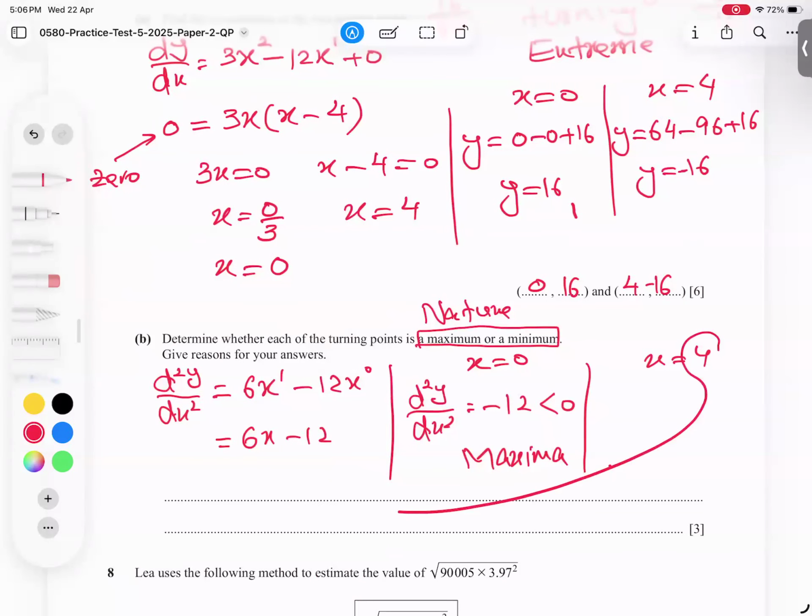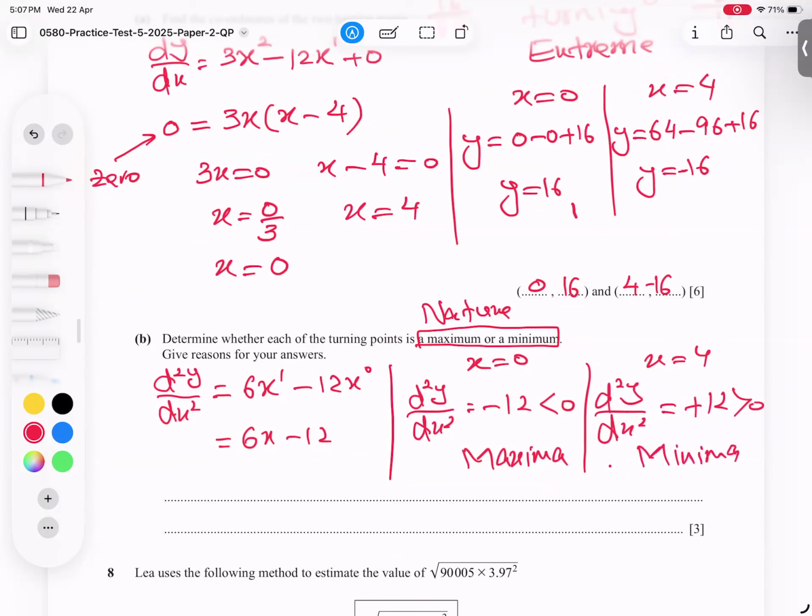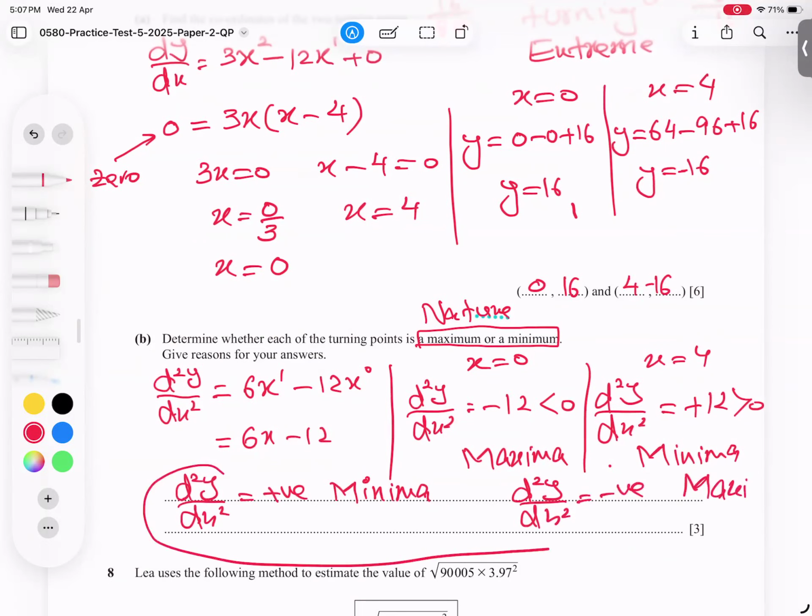And when I plug in 4 here, let's see what happens then, students. The rule we have: 6 times 4 is 24. Out of 24, 12 is gone, I got a positive 12. If positive 12 comes, it's called point of minima. So the reason is very clear. If the second derivative sign is positive, this is called point of minima, and if the second derivative is negative, point of maxima. This is no need, what I wrote now, because the reason is already written here, so no need to write it again.